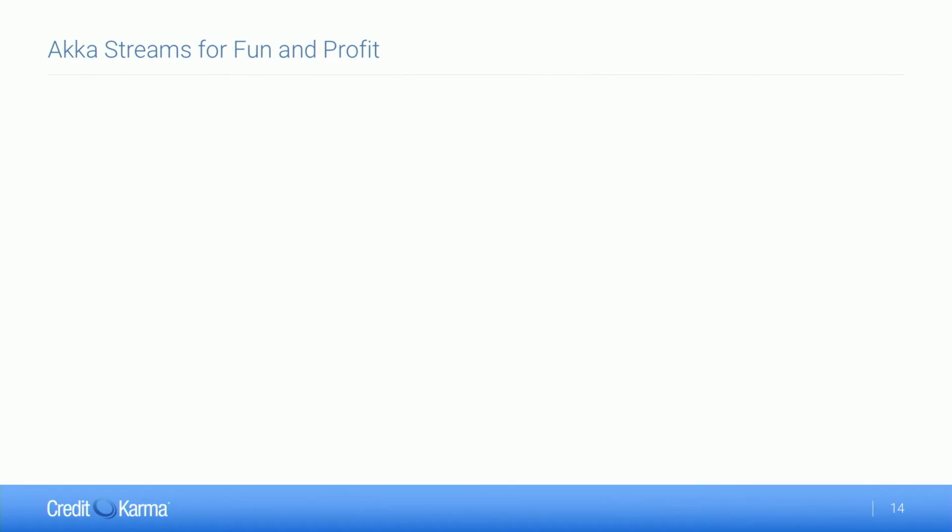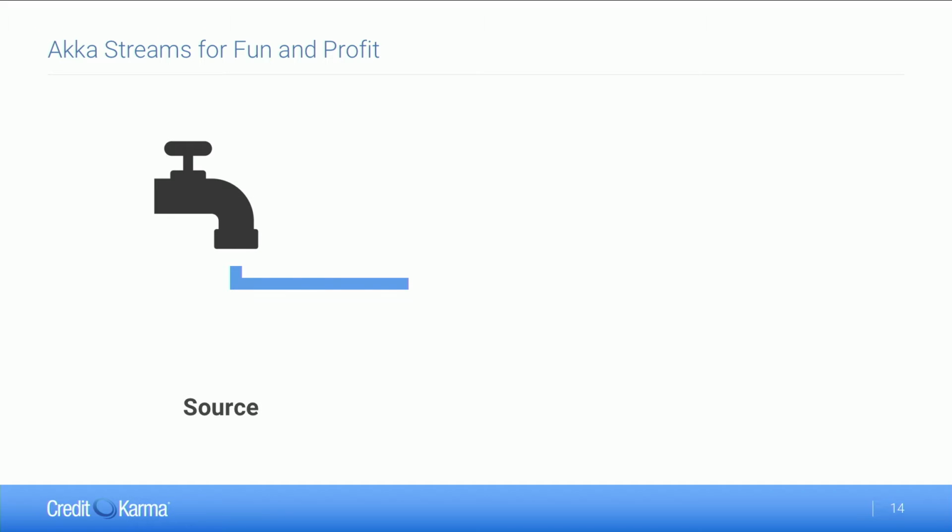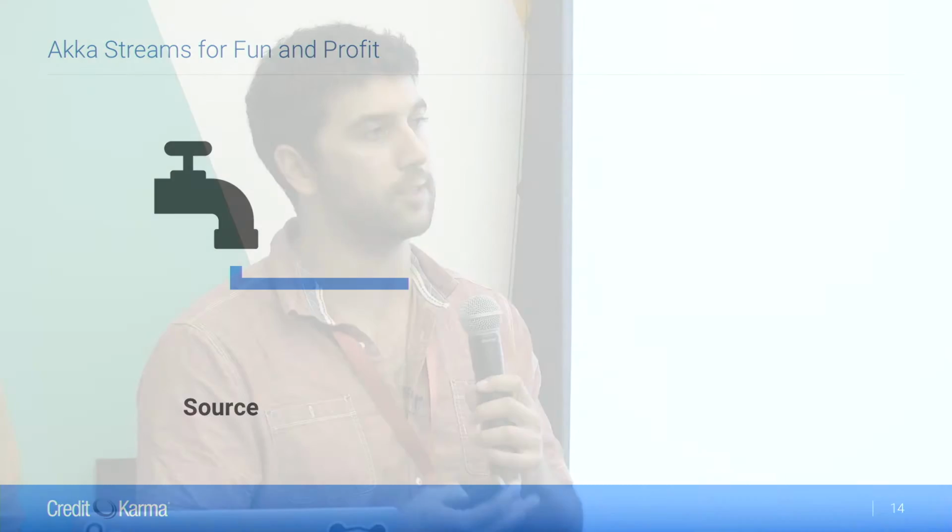So let's take a look at some of the fundamental concepts here. The core idea of a stream is it's something called a runnable graph. And it always starts with a source. The idea is that's kind of where the data comes from. So as far as the stream is concerned, it has 0 inputs and 1 output. The idea being that the data comes from somewhere external to the stream.